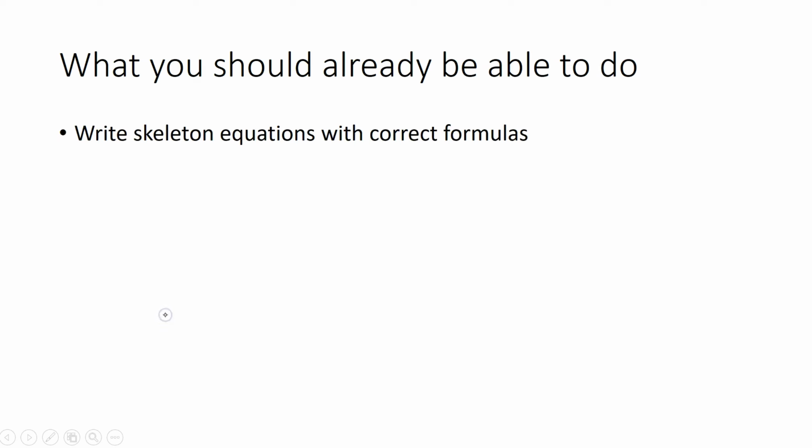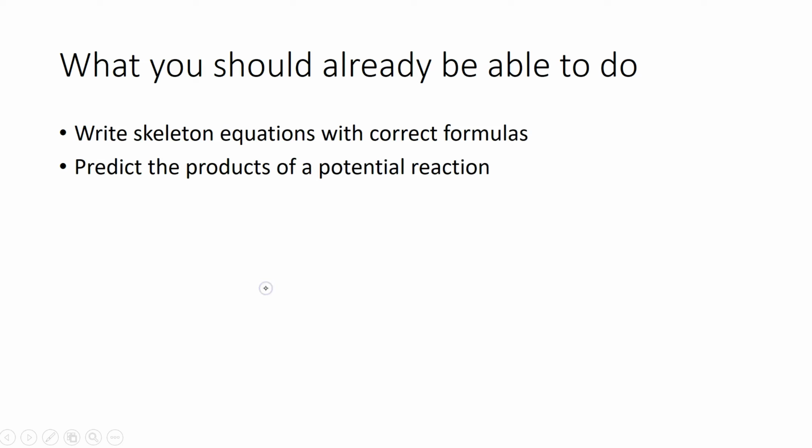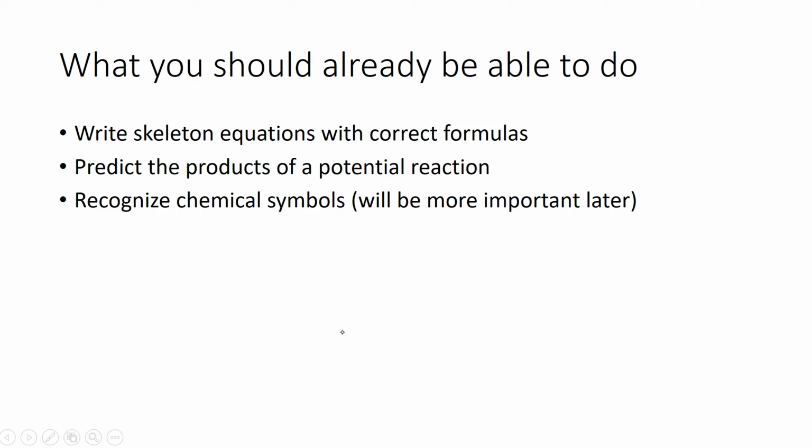If you're on par and ready to move on, you should be able to write skeleton equations with the correct formulas. You should be able to predict the products of a potential reaction based on the reaction types we've talked about, so combustion versus decomposition versus combination or synthesis, single, double replacement. And you should also be able to recognize the symbols. You do have the old reference sheet. Now, the symbols, like aq, solid, gas, are going to be more important to us later, but still, just for good measure, make sure you're acquainting yourself with those symbols so they're not throwing you off when you see them.